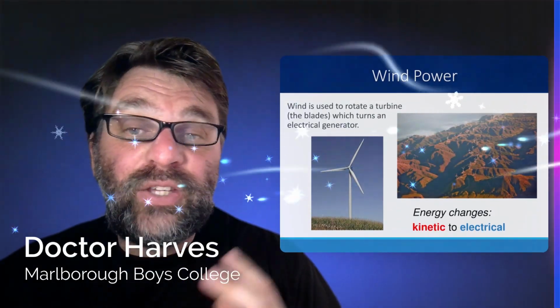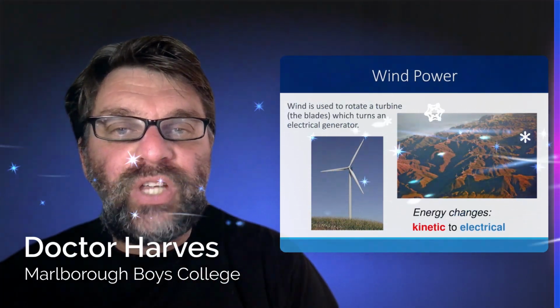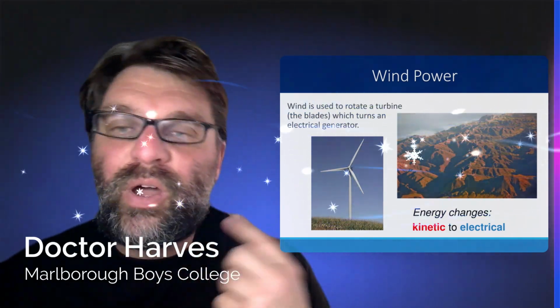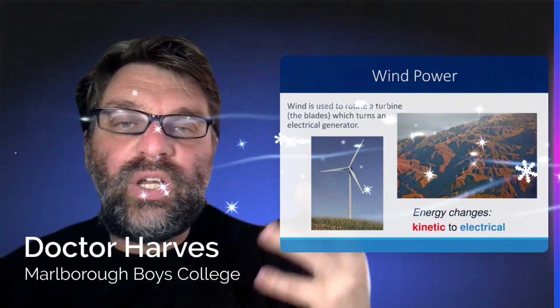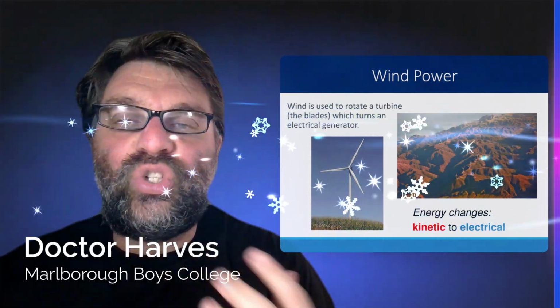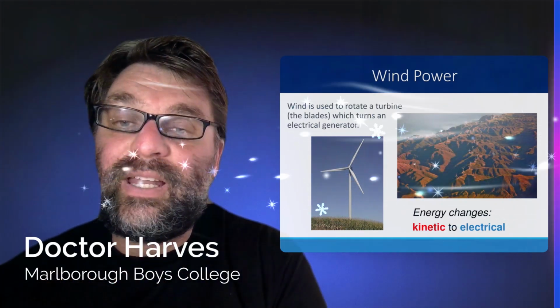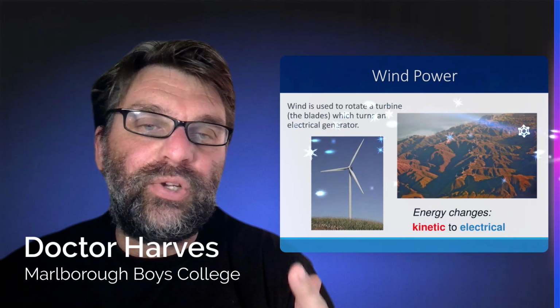So looking at wind power, here's a wonderful shot of the wind farm in Makara in Wellington. So what happens is that the wind, the kinetic energy of the wind, is used to rotate a turbine, which in turn uses an electrical generator to generate electricity. So the kinetic energy is basically being changed into electrical energy, kinetic energy of the wind via a turbine.